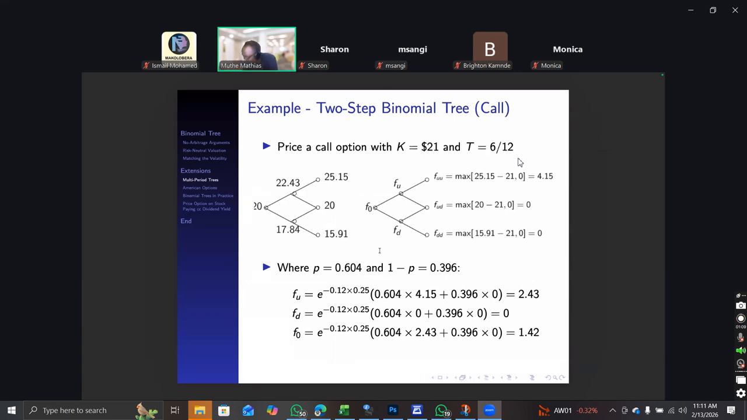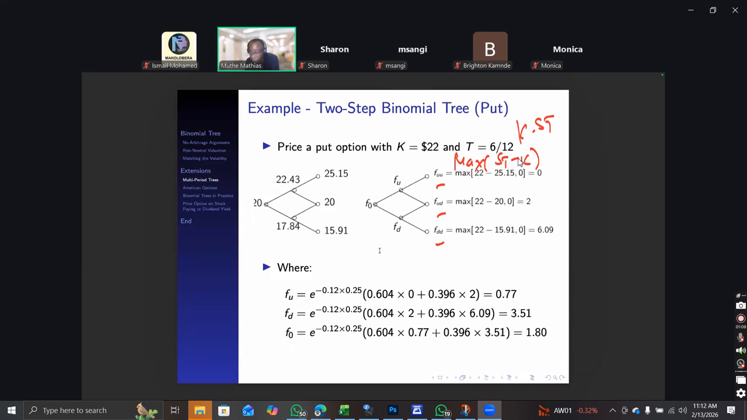In the call option, the payoff at maturity will simply be equal to the maximum between ST and K, right? But for the put, it is the opposite, which is K minus ST. So the payoff will look a bit different, but otherwise the approach and everything which we have done will remain the same. So in the case of the put, the idea is just like what we have done.